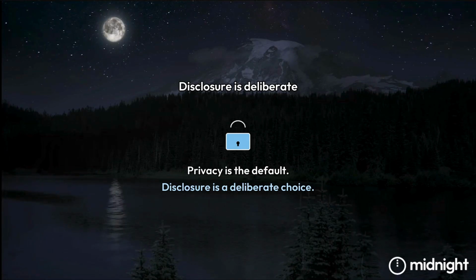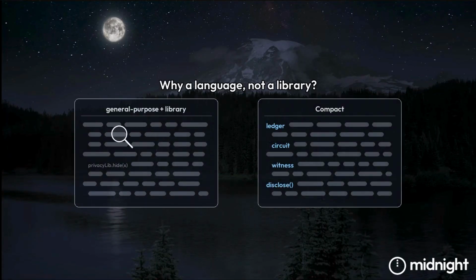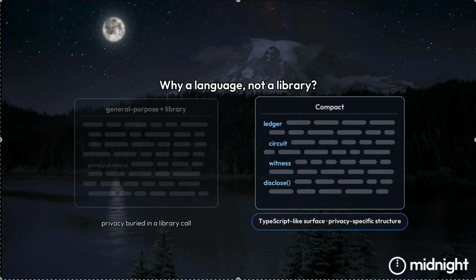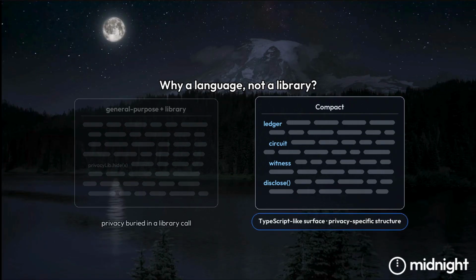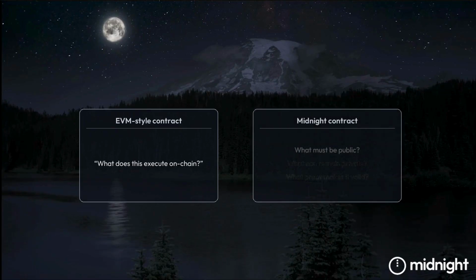So why a whole language rather than a library? Because flexibility is not the same as clarity. When privacy boundaries, proof logic, and ledger state are core to the model, developers shouldn't have to infer them from a library call buried inside public execution logic. A domain-specific language surfaces the important concepts at the right level. And Compact keeps a TypeScript-like surface, so you don't need to be a cryptographer to read it, while the privacy structure stays visible in the shape of the code.